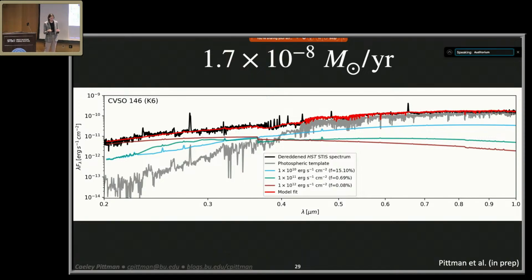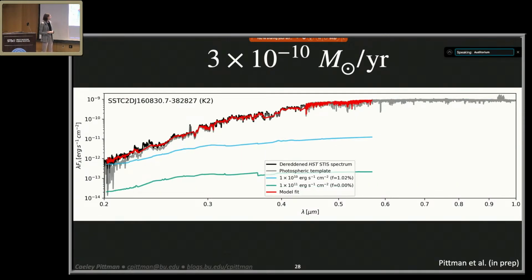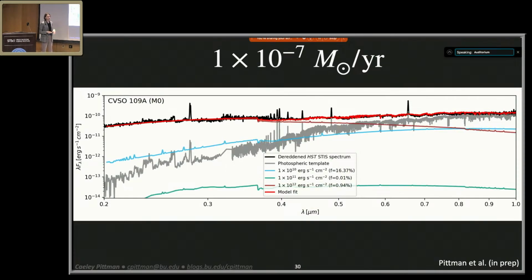Here's kind of an intermediate accretor. You can see it has a much stronger continuum excess. And then one of the higher accretors, it has a significantly larger continuum excess. So just to flip back, you can kind of see the difference that the continuum excess makes to the accretion rate measurement.